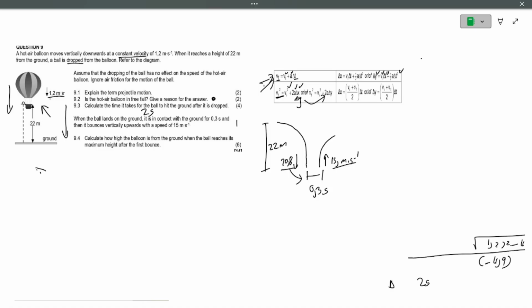So that's the information that we are given. And another crucial piece of information: they say that when it reaches the maximum height, which is a point here, the velocity is 0. Every time at the maximum height, velocity is 0. So what are we called to calculate?